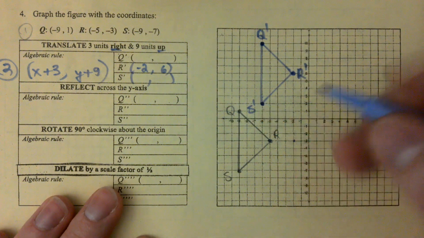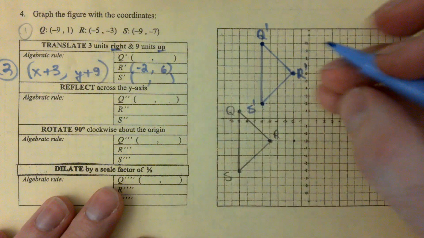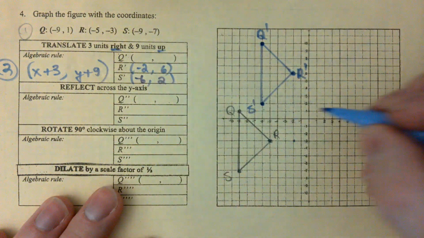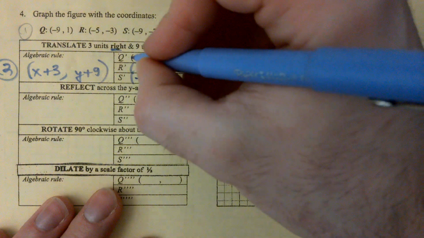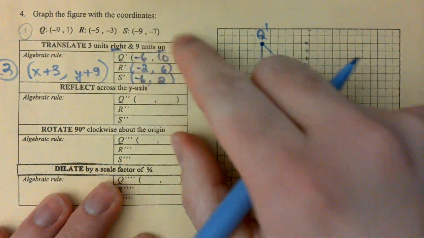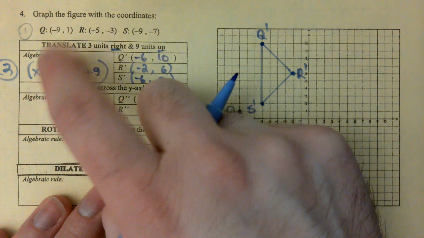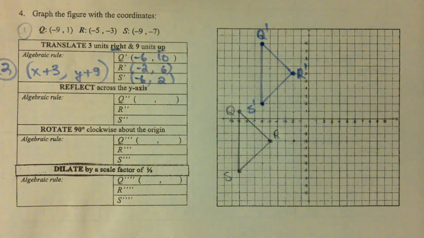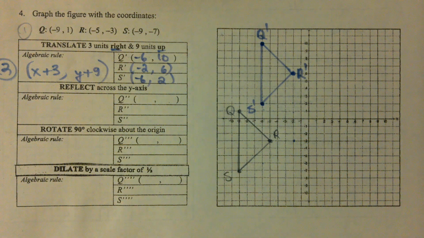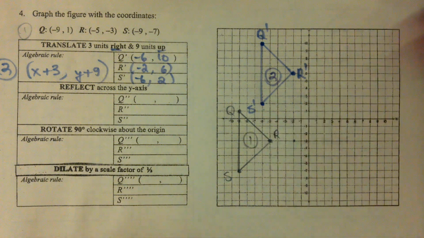S prime is at negative 6, 2. And Q prime's at negative 6, 10. And we could have got these points if we took all these X values and added 3, and then took all these Y values and added 9. We would have got the same exact numbers. Here's number 2. This one here was number 1.